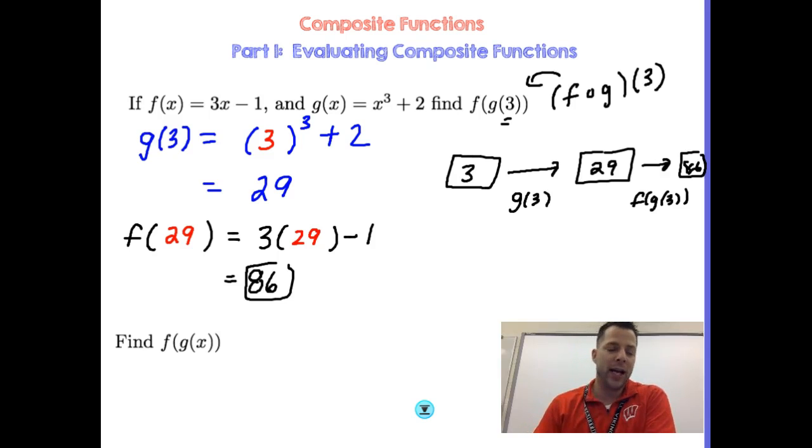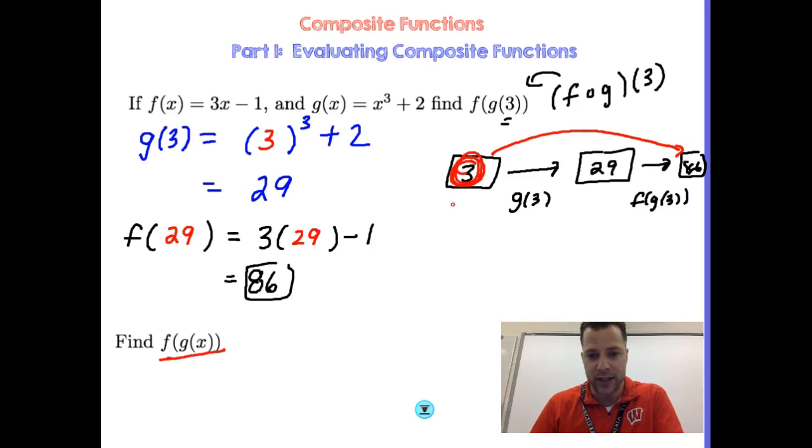Okay, but what happens if we just wanted to skip all that? If we wanted just to have a general formula that could take us from here to here? You can, and it looks like this. When they give you a composite that gives you no number, that's what you're doing here. You're going to say, oh, I can take whatever this number is, plug it into my function, skip all that and just go here.